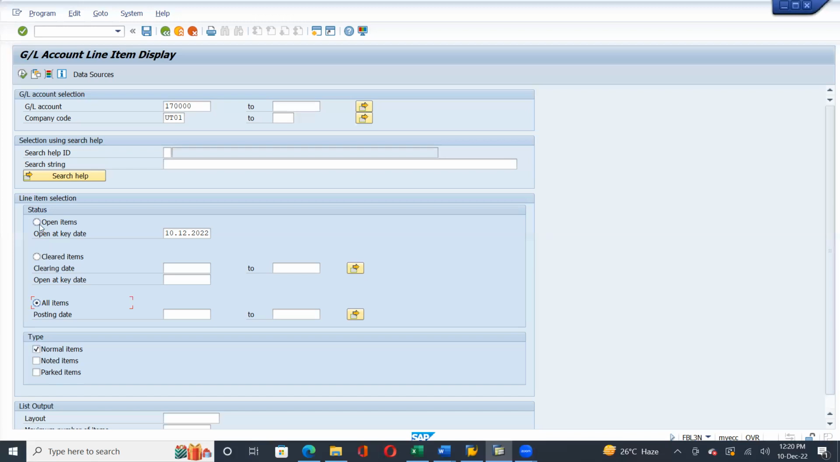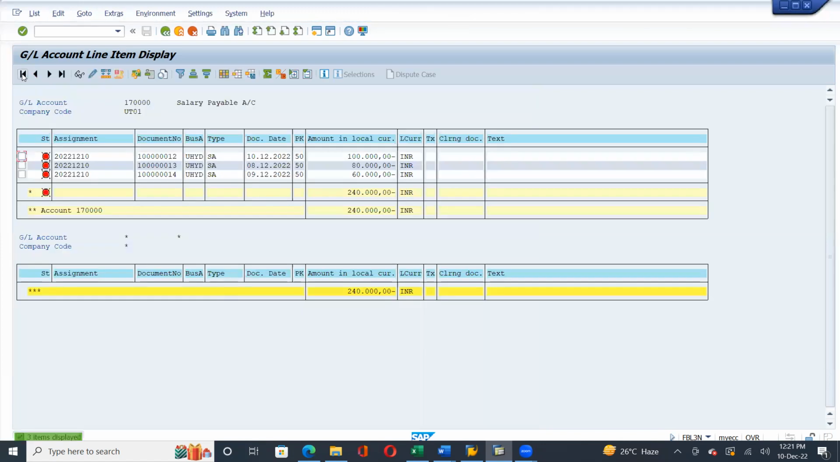So here I would like to see open items. Note down the GL account number 1,70,000. Select the radio button open items, and till which date do you want to see? Till today's date, 10/12. I don't want to select anything else. It should be normal items only. Open items with today's date. For this particular GL account, write it down. Click on execute. Click on execute. You can see.